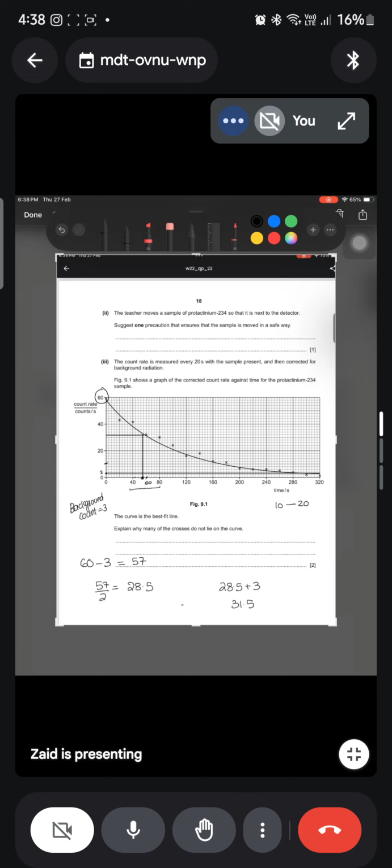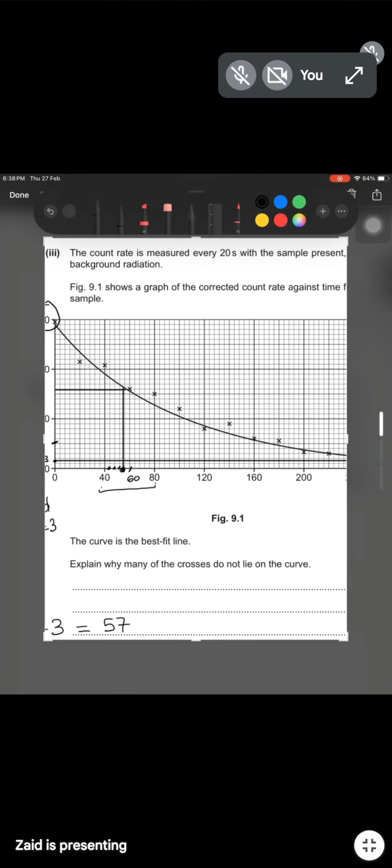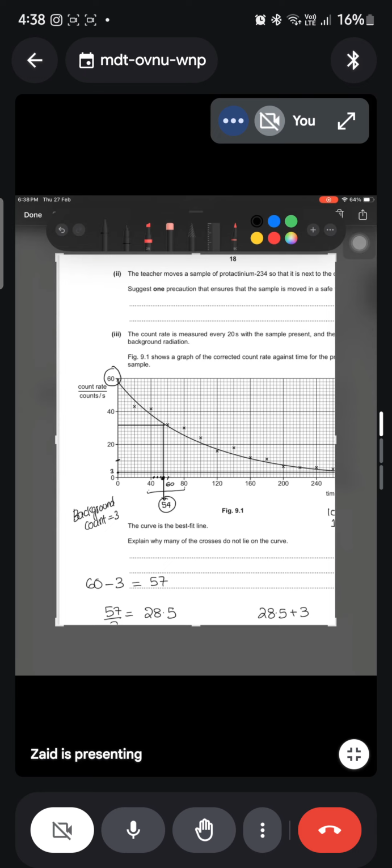There are 10 boxes representing 20. So one box is 20 over 10. It's 2. No, it's 40. Oh, my bad. It's not 20, it's 40. 40 to 80, so it's 4. Okay, so 44, 48, 52, and it's somewhere like 53, or you can take 54 as well. So this is the half-life. Understood?